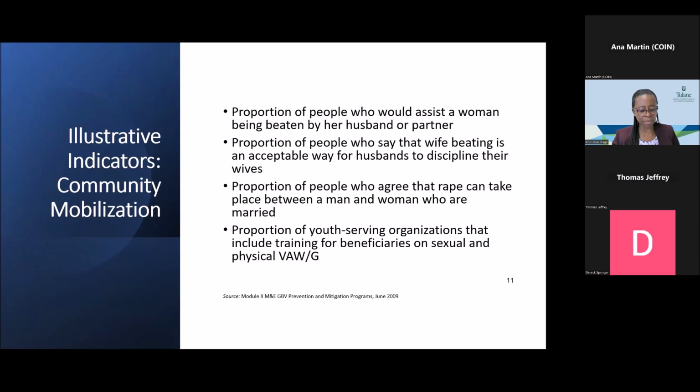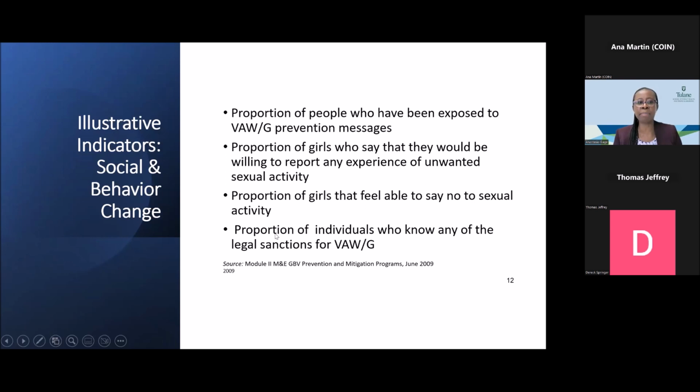So I've talked about the indicator compendium, and here I've put down some illustrative indicators. So for example, for community mobilization, if you have bystander interventions, you have the proportion of people who would assist a woman being beaten by her husband or partner. All of these indicators are in the Violence Against Women and Girls compendium of indicators. I'll also show illustrative indicators for social and behavior change. And if you need these slides, Melissa has them. So you can always ask her for a copy.